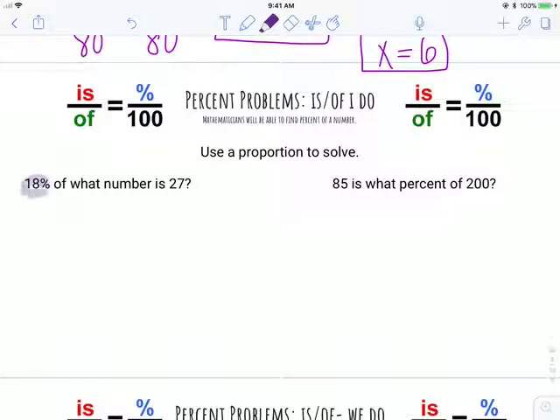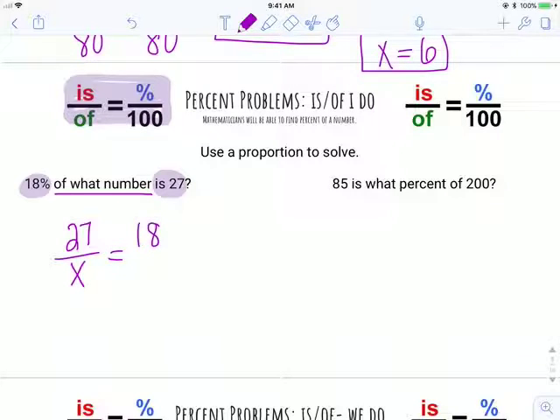18% of what number? So we're looking for the of number, is 27. Again, we're still referring to this picture up top. The is number is 27. We're looking for the of number, so that's our x, equals 18 over 100, because that 18% comes out of 100.